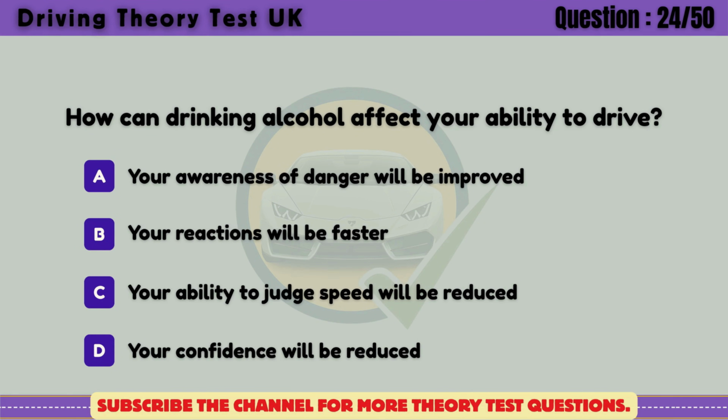Question 24. How can drinking alcohol affect your ability to drive? Option A. Your awareness of danger will be improved. B. Your reactions will be faster. C. Your ability to judge speed will be reduced. D. Your confidence will be reduced.